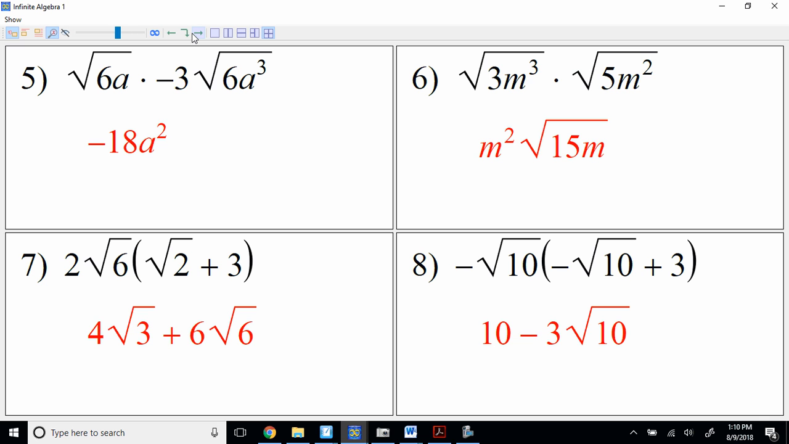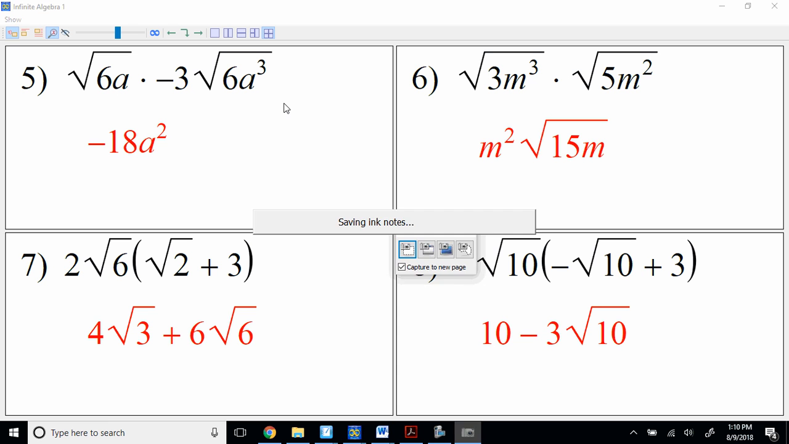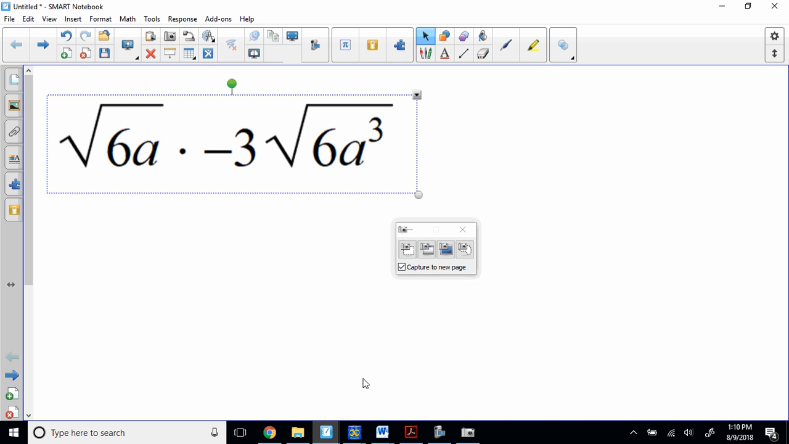Okay, so raise your hand if you missed number 5. Really? That's quite a tremendous amount of people. So let's see, ladies and gentlemen. Here we go. Now, how do you multiply radicals? Outside to outside, inside to inside.